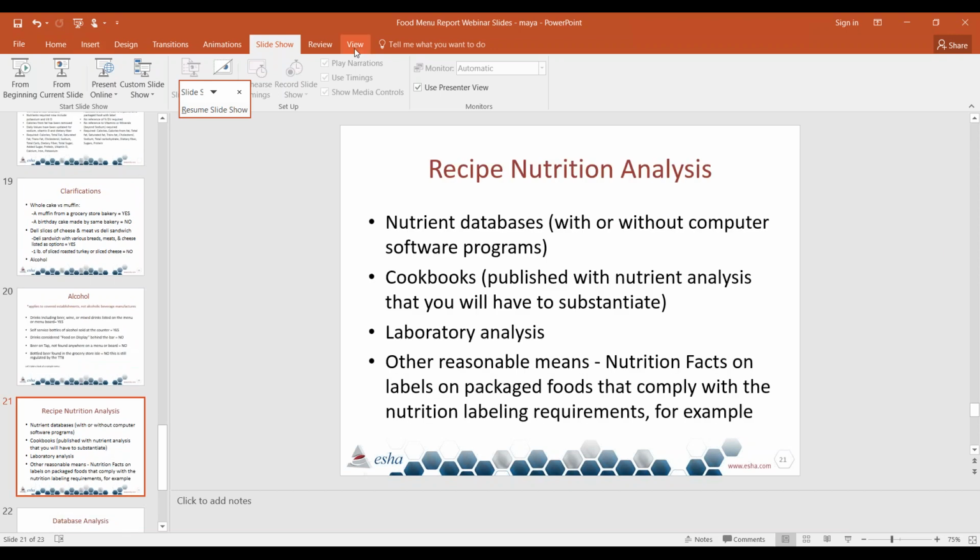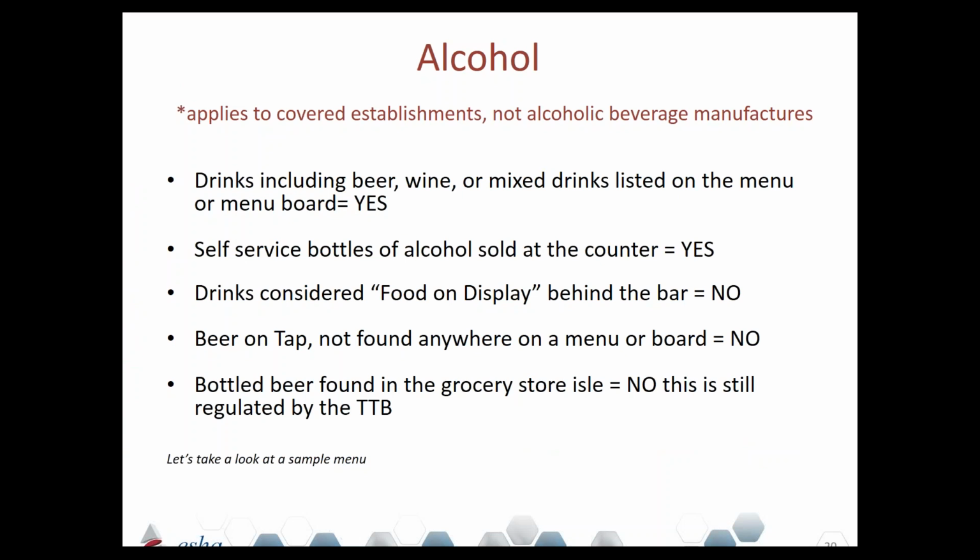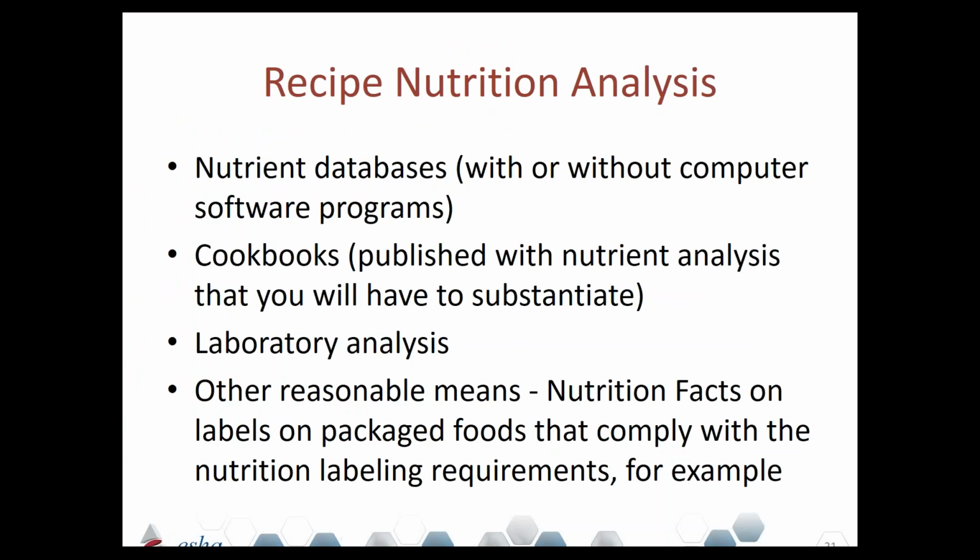So there's a couple different ways that you can get this information for your menu. Acceptable ways would be nutrient databases, cookbooks that have published nutrient analysis, laboratory analysis, or other reasonable means. Nutrition facts labels on packaged foods that comply with the nutrition labeling requirements, for example.